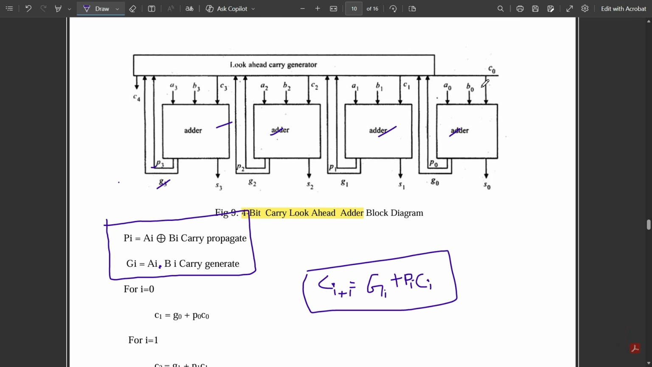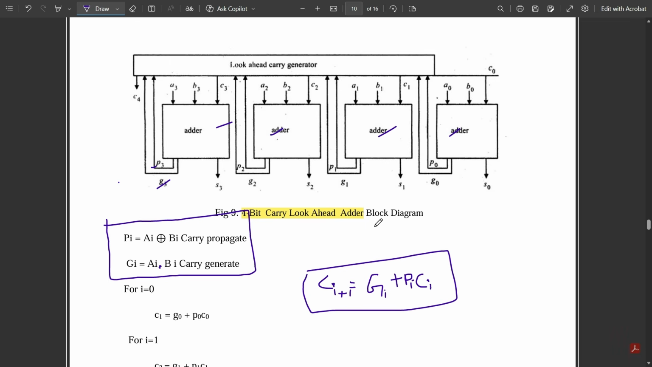Initially, we have three inputs: A naught, B naught, and the initial carry, that is C naught, which you should consider as zero here. Based on that, we get one sum, S naught. Instead of the carry, we have the values of generator and propagator, P naught and G naught. I've told you the expressions for P of i and G of i, so with respect to that, you find the values of P naught and G naught and put them in this relation in order to get the next stage carry, that is C1. That's why I've written this formula.